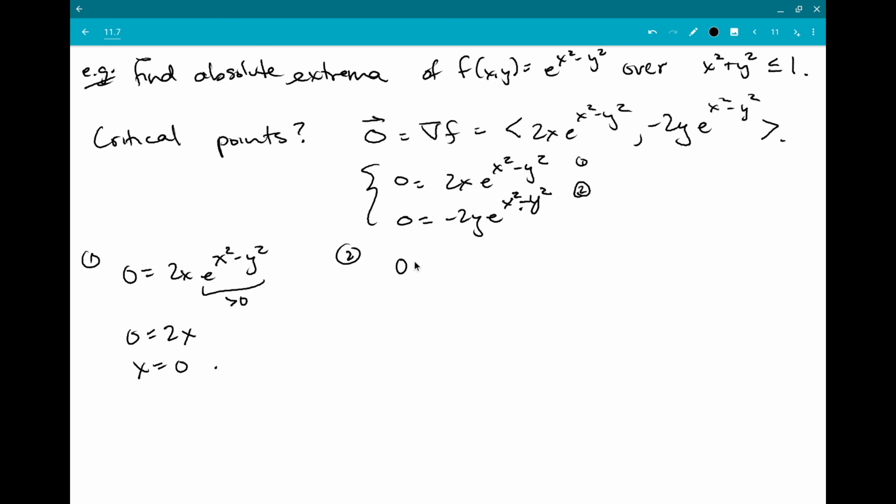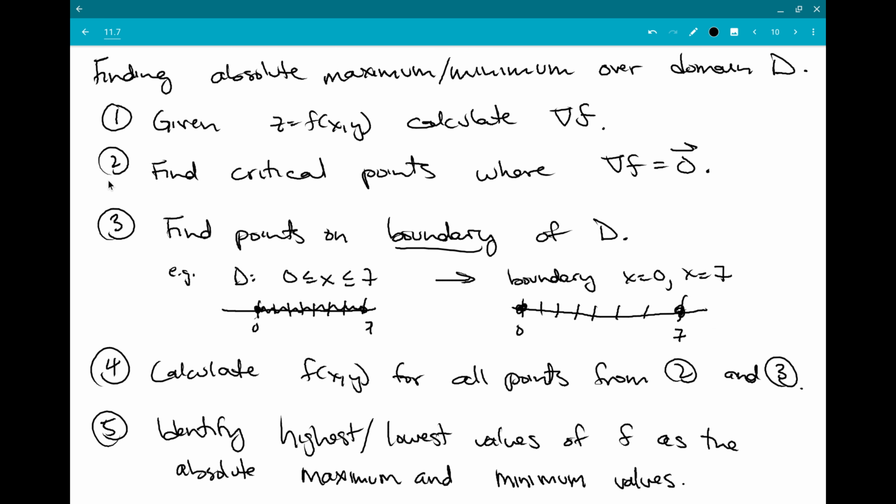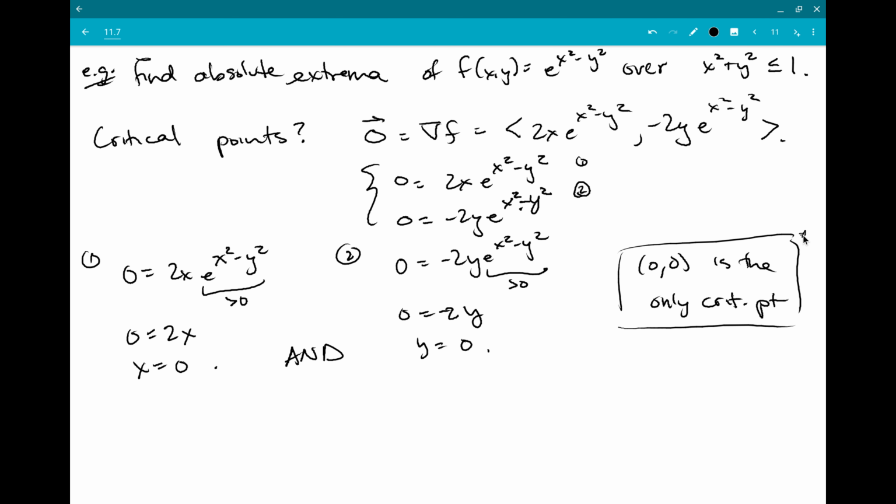And then in my second equation, again, this thing is always positive, so I need 0 equal to minus 2y, which means I need y equal to 0. And both those things have to be true simultaneously, so the point 0, 0 is the only critical point. I'm going to put a little box around that because it's important to me later. This is the point I found for step 2, find all critical points. So maybe I'll put like a little number sign there that says that's my first group of points I'll care about.